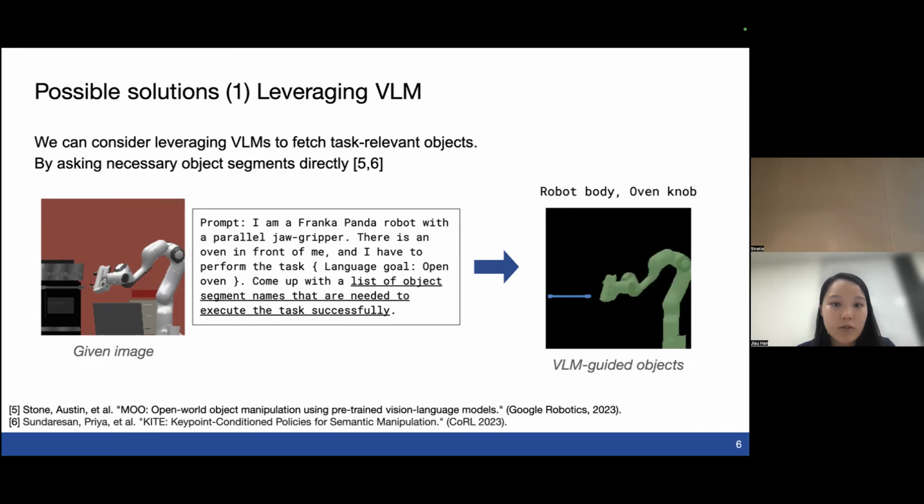We can also use VLM models such as Grounding DINO by asking for necessary object segments directly. For example, given the image and a prompt that says the model is the Franka Panda robot and we have to perform the task, it comes up with a list of object segments. We can also fetch the relevant objects, which would be the robot body and oven knob. But while the robot is trying to perform the task, it might need to consider the constraint objects, which are the gray colored ones, but they cannot identify them.